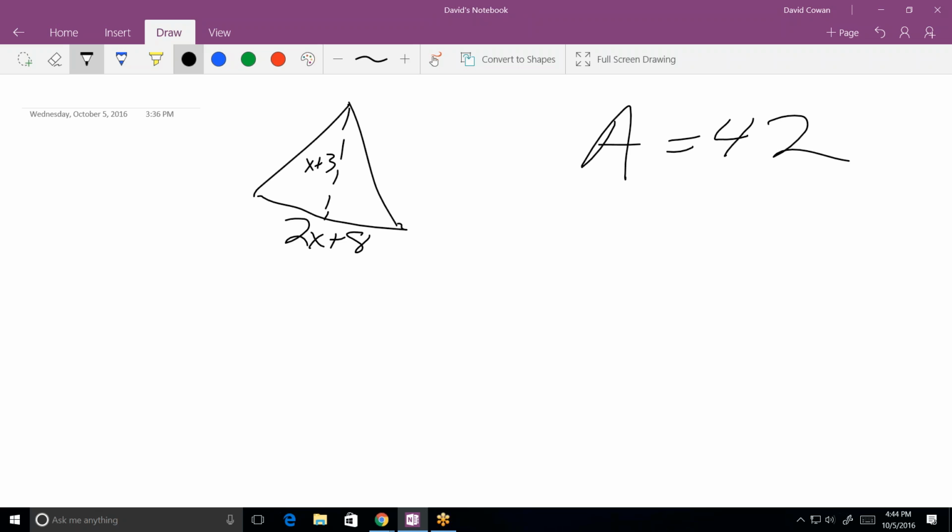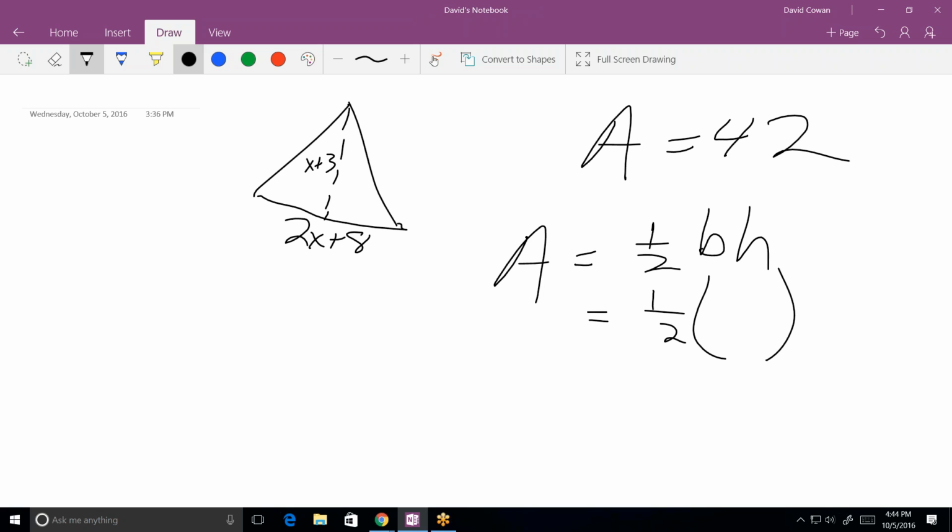Okay. So what is area? Almost every math problem should start with the general formula. I don't care if it's a geometry problem, an algebra problem, or a calculus problem. You want to start every single problem with a general formula. What's the formula for the area of a triangle? Base times height divided by 2. Yeah, I like to think of it as 1/2 base times height. Okay, so let's plug those in. What's the base? 2x plus 8. What's the height? x plus 3.